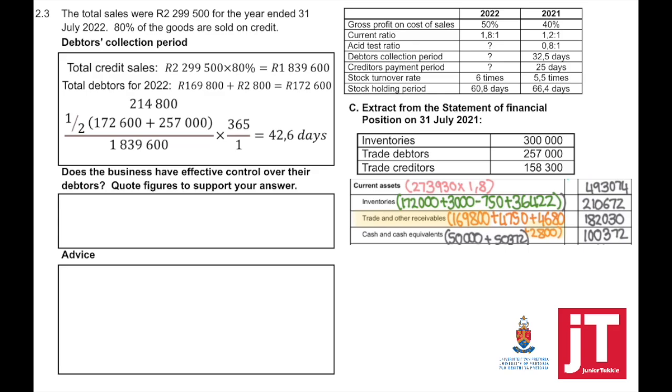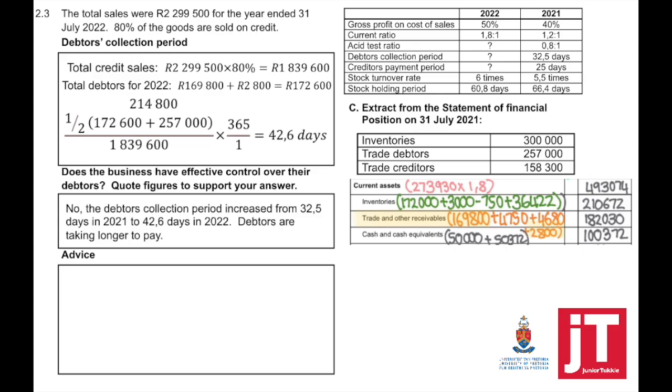Now, does the business have effective control over the debtors? Quote figures to support your answer. No. Why? The debtors collection period increased from 32.5 days in 2021 to 42.6 days in 2022. So it means it's taking debtors longer to pay us back.